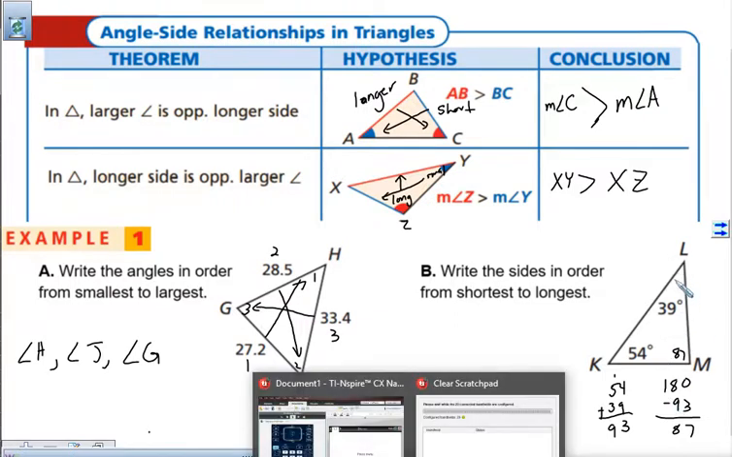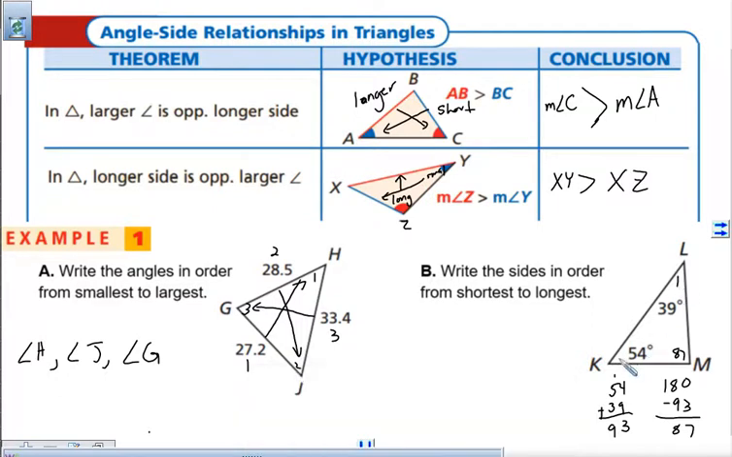Our smallest angle is angle L. Our middle-sized angle is angle K. And our largest angle is angle M. So across from angle L is KM. Across from angle K is LM. And across from angle M is KL.